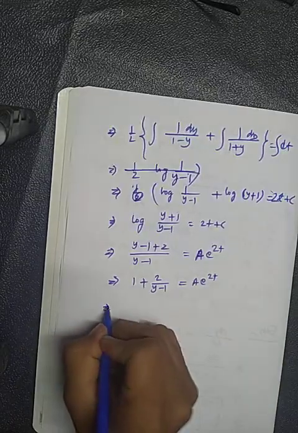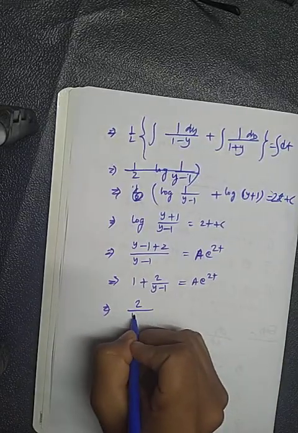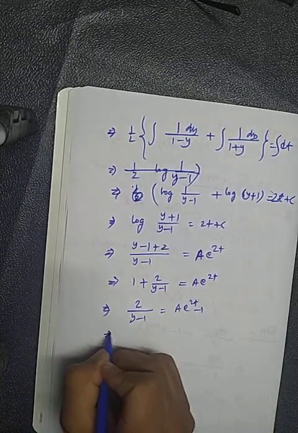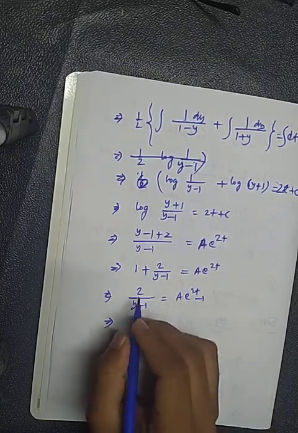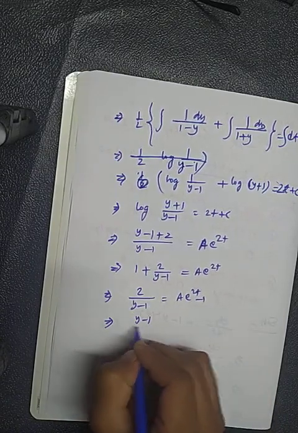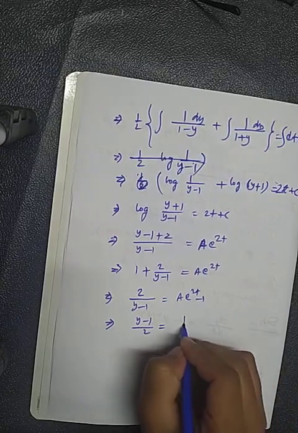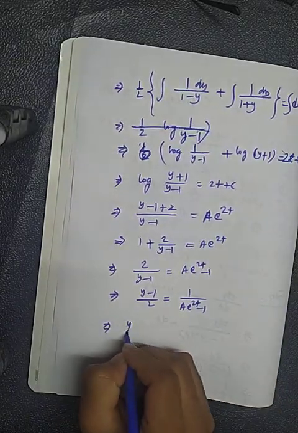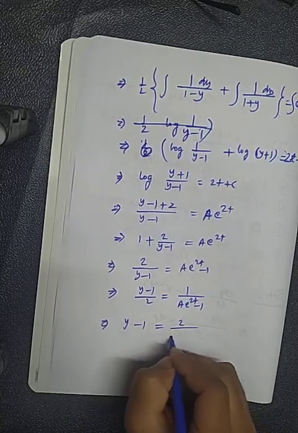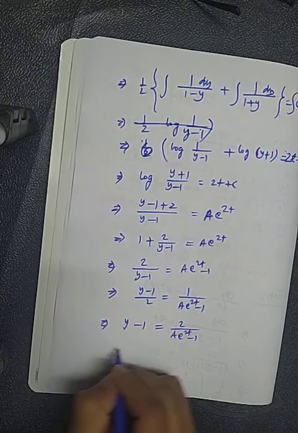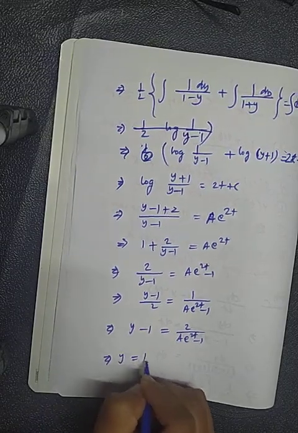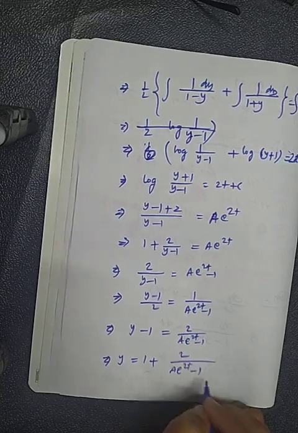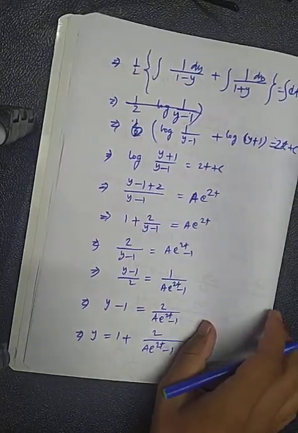So what we have, 2 by (y minus 1) is equal to e to the power 2t minus 1. So (y minus 1) by 2 is equal to 1 by (e to the power 2t minus 1). So y minus 1 is equal to 2 by (e to the power 2t minus 1). This implies y is equal to 1 plus 2 by (e to the power 2t minus 1). So that's the value of y.